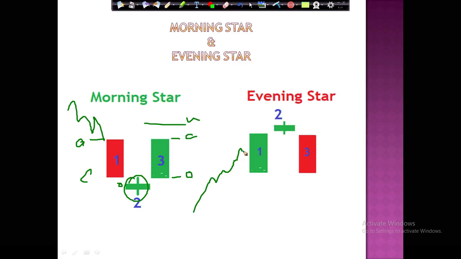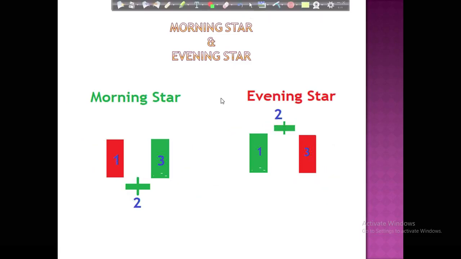Similarly, this is called evening star. Open somewhere here, close somewhere here. This candle doesn't matter what color it is. It is like a doji. And after that, they are forming a candle, and we are looking for a short, expecting it to go to the downside. This is the evening star. So I'll show you exactly.